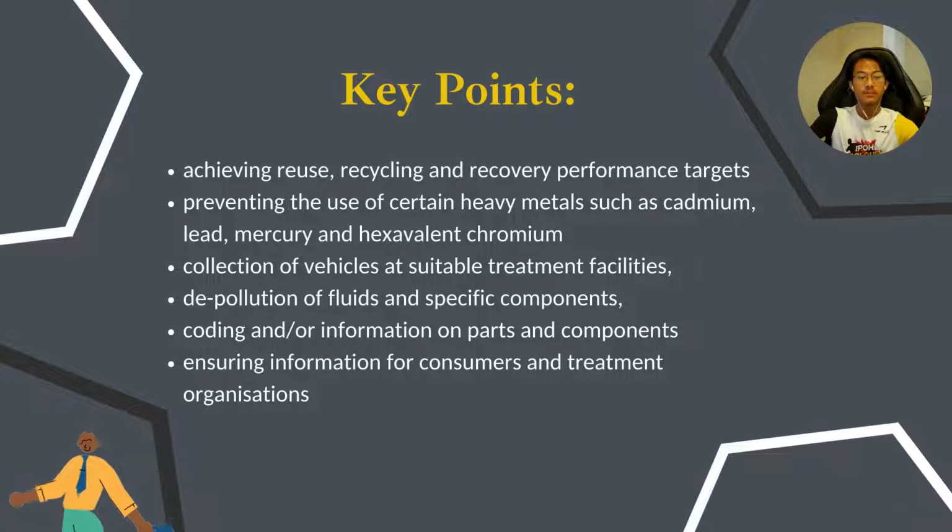The fourth point is the depollution of fluids and specific components, where treatment facilities need to drain the ELV of all fluids and remove components which are marked as being hazardous. The fifth point is coding and information on parts and components. Coding is necessary because it will be easier for treatment facilities to identify hazardous materials. And the last point is ensuring information for consumers and treatment organizations, among them the national environmental authorities who demand feedback on area coverage achieved to monitor the performance of the waste treatment.